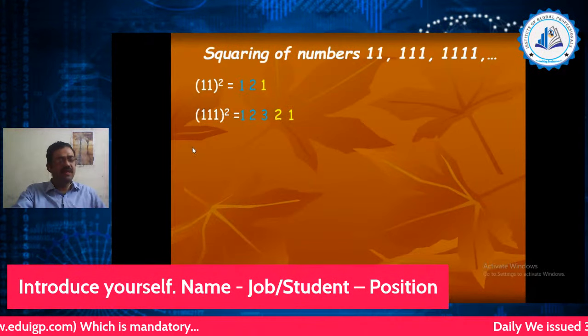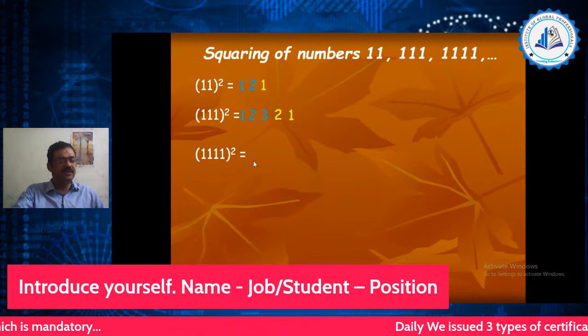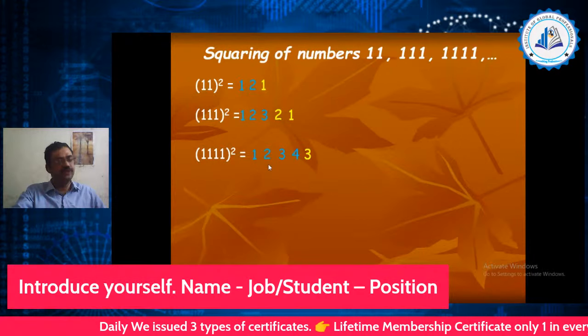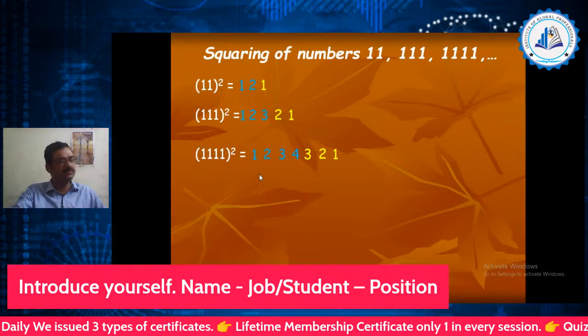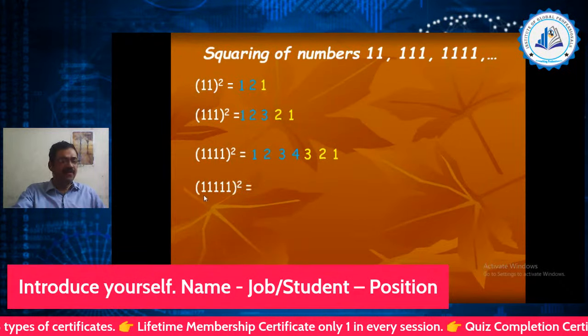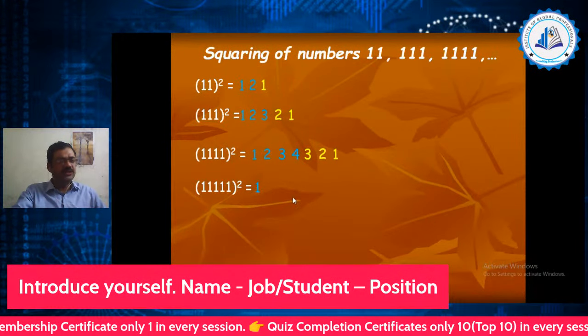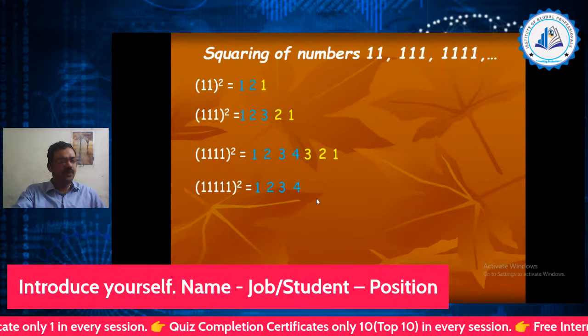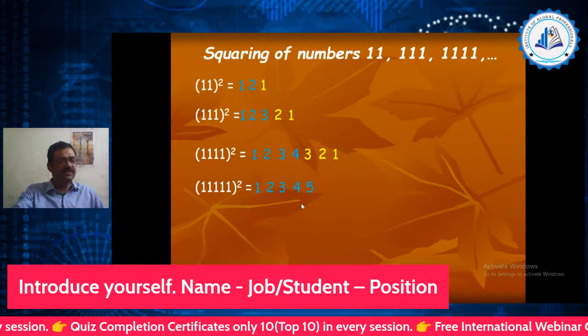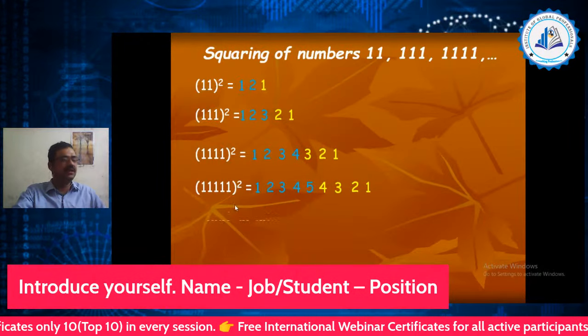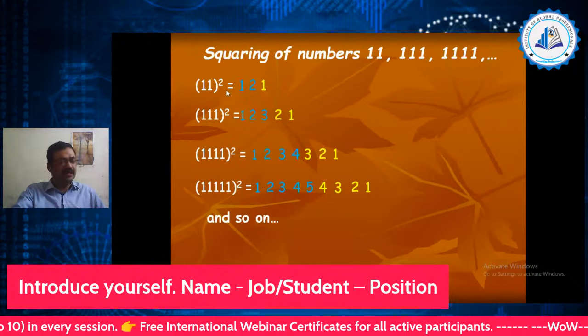If you want the square of four digits of 1, we write 1, 2, 3, 4, and then write reverse order, 3, 2, 1, very easy. If you want the square of five digits of 1, we write 1, 2, 3, 4, 5, and then write reverse order, 4, 3, 2, 1, and so on.